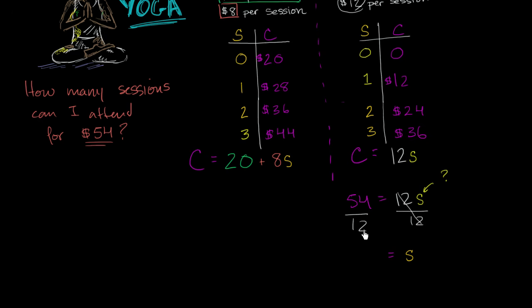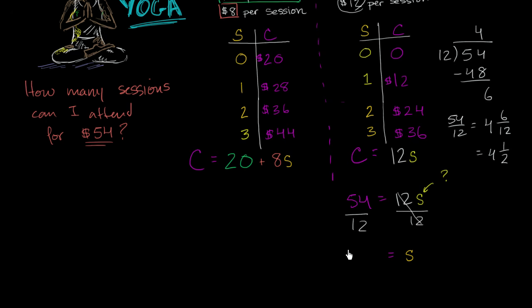And let me think about that. 12 goes into 54. I'll just work it out. 12 goes into 54 4 times. 4 times 12 is 48. You're left with a remainder of 6. So you could say 54 over 12 is equal to 4 6/12, or 4.5.